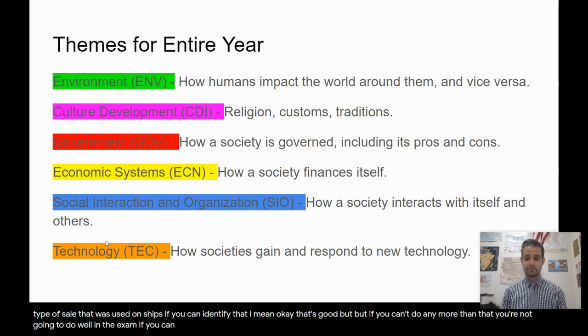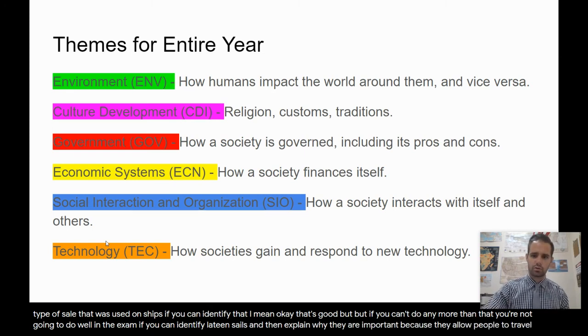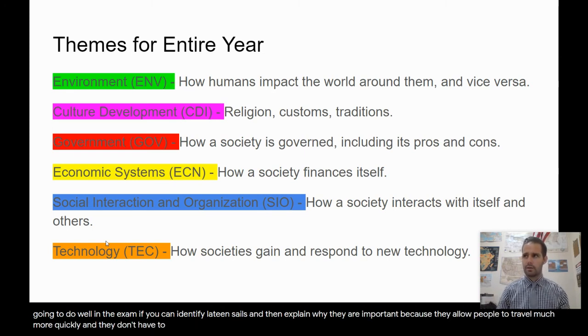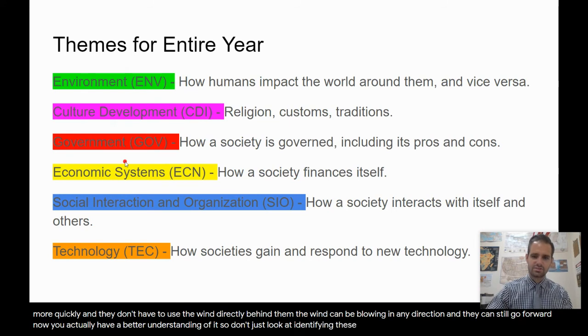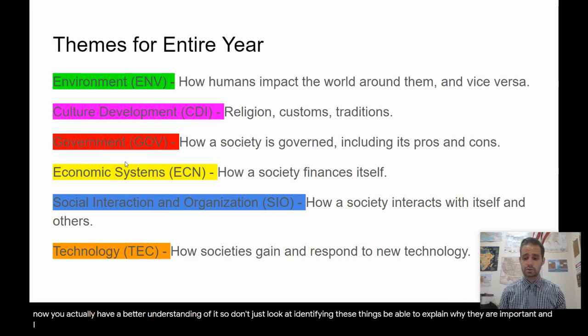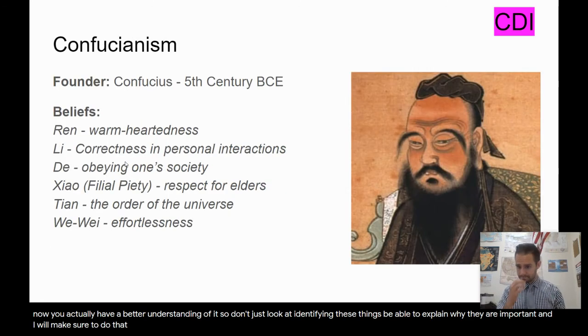If you can identify Latin sails and then explain why they are important, because they allow people to travel much more quickly and they don't have to use the wind directly behind them, the wind can be blowing in any direction and they can still go forward, now you actually have a better understanding of it. So don't just look at identifying these things. Be able to explain why they are important. And I will make sure to do that in my lectures as well.